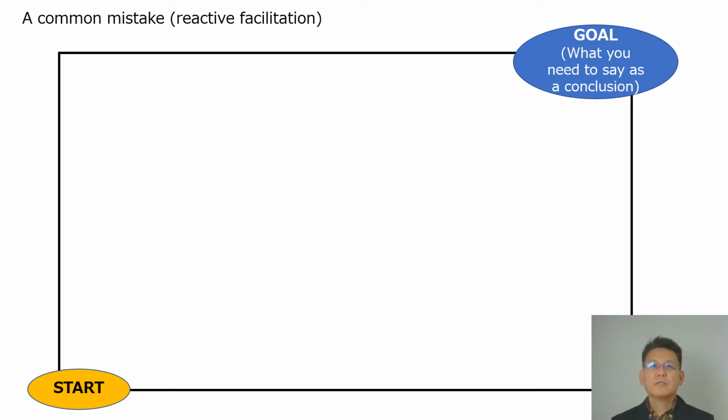This is a case of a common mistake, which I call reactive facilitation. You can see the start at the bottom, and you can see the goal on the right-hand side at the top. The red line represents the facilitator, and the blue line represents the other members in your team.